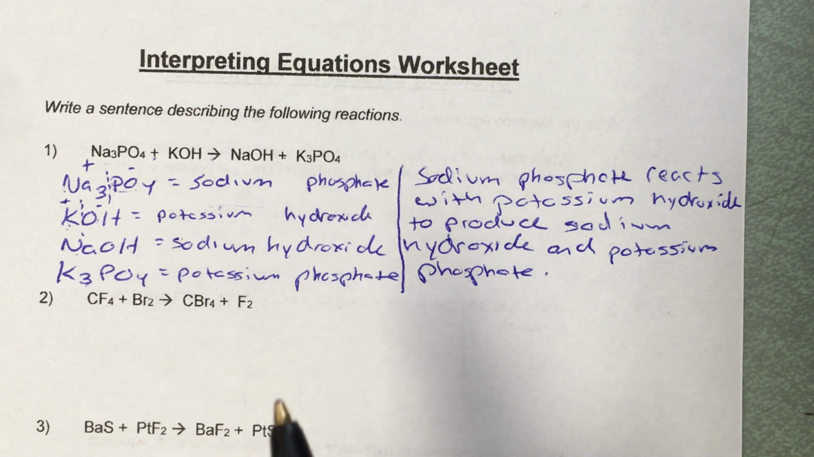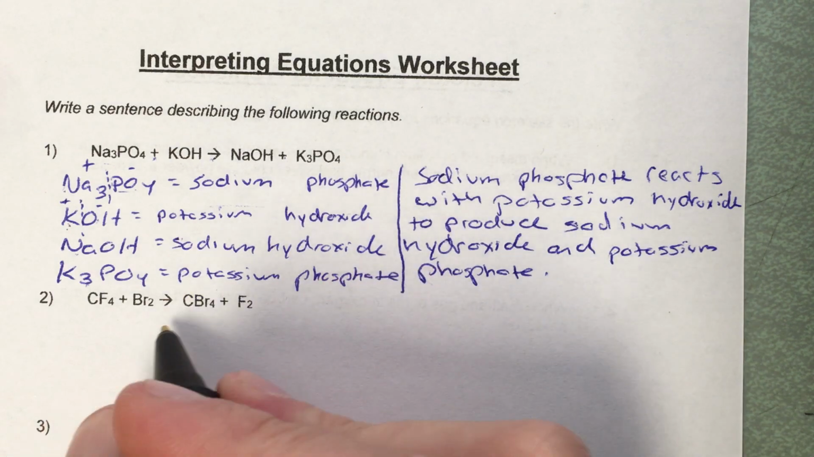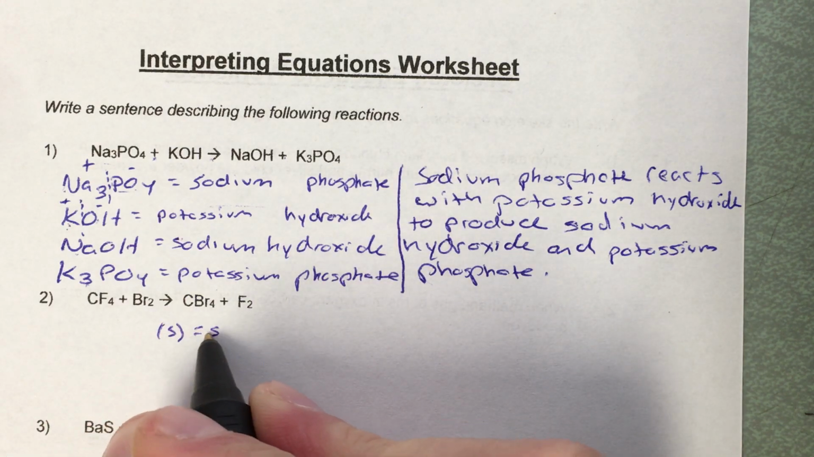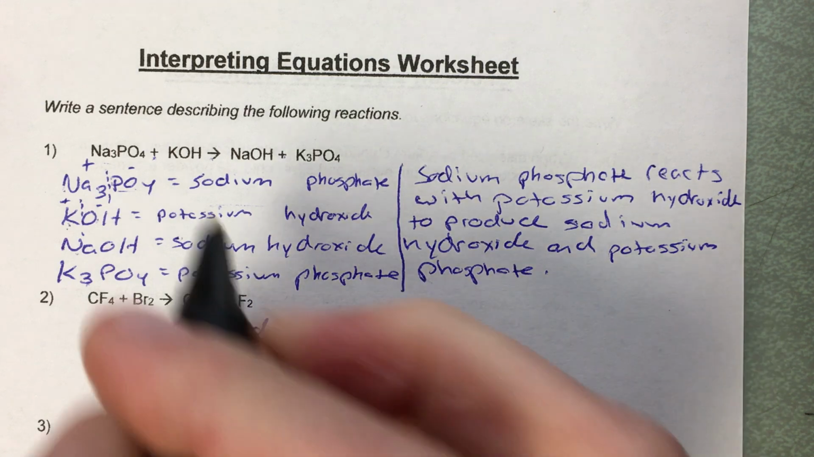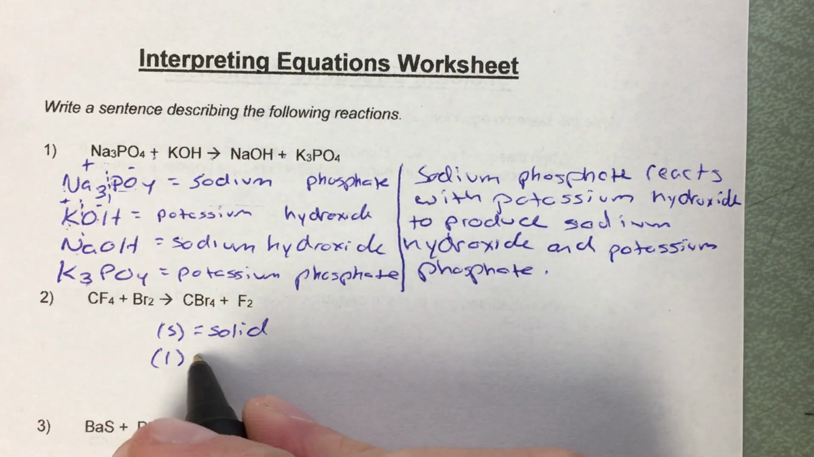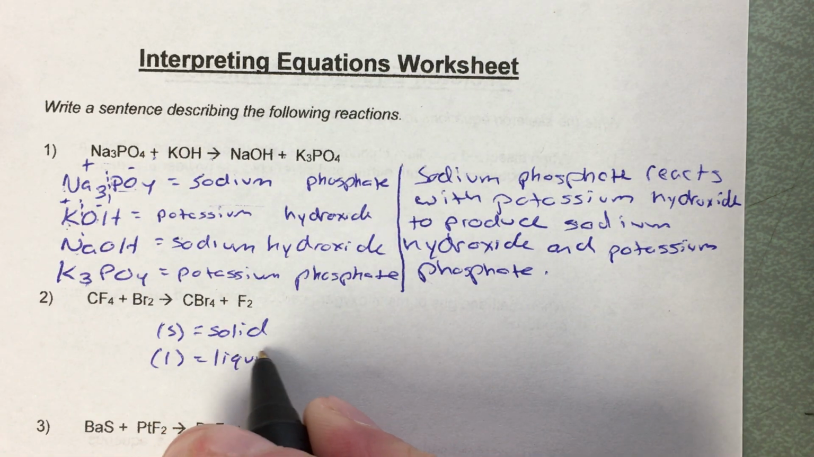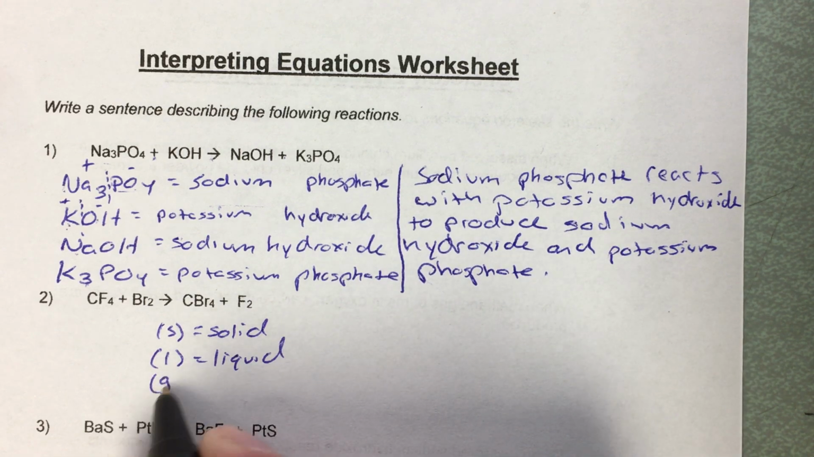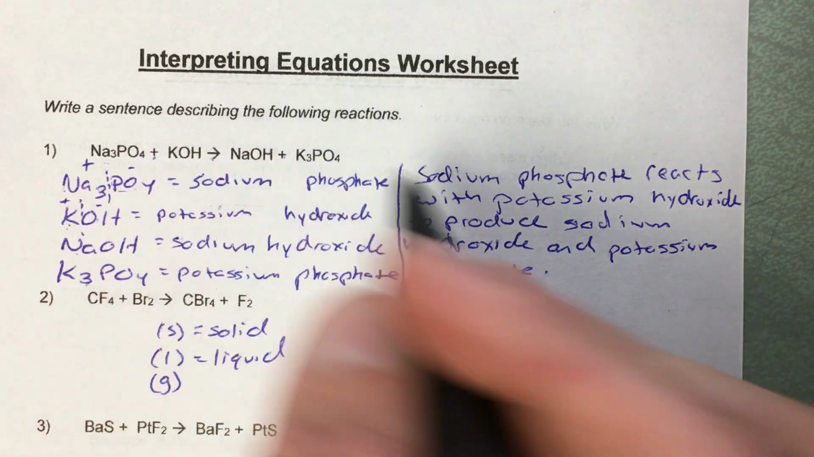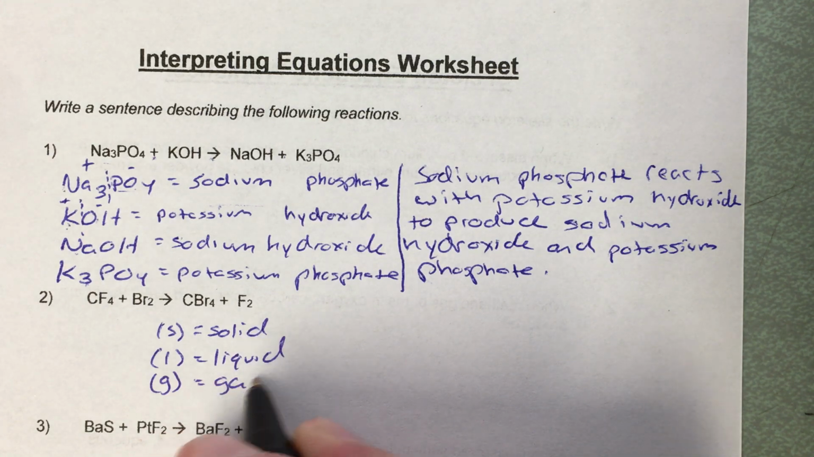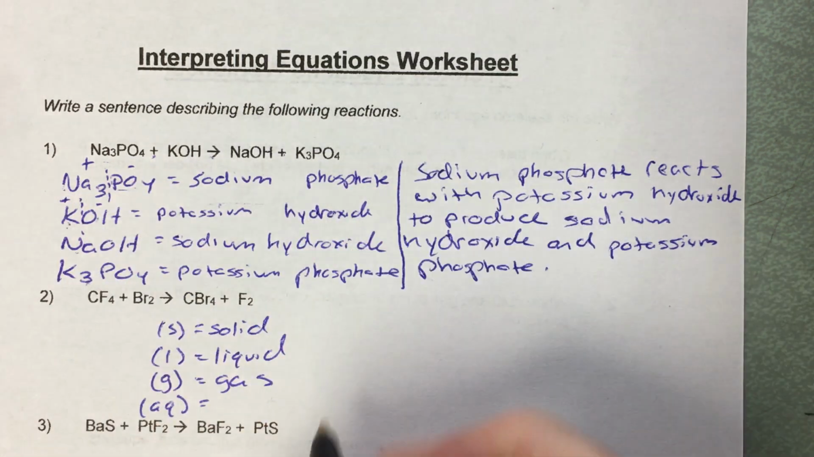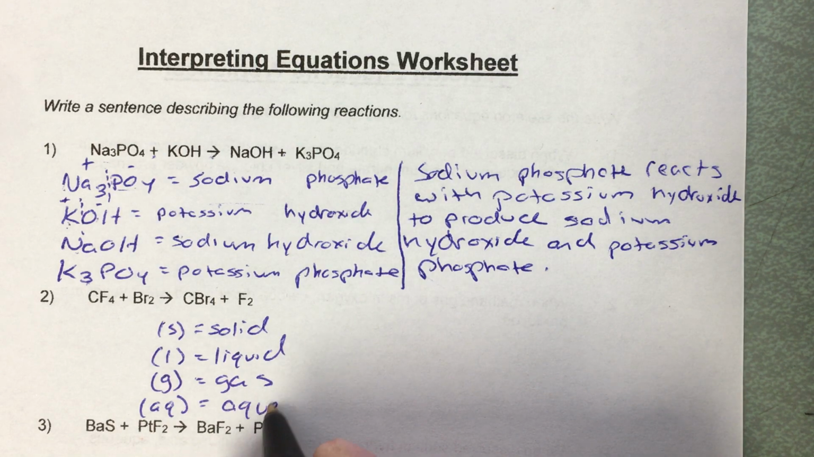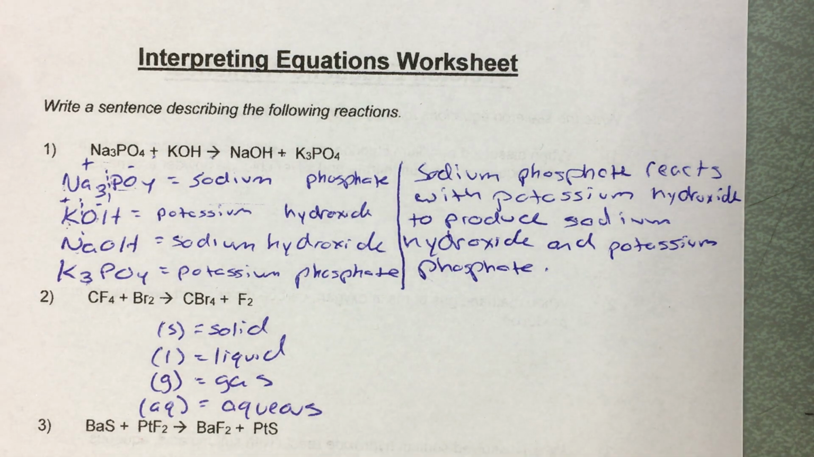Remember, we could have our state abbreviations in here. If you see a little S in parentheses, make sure you mention it's a solid. If you see an L in parentheses after one of these formulas, make sure you mention that it's a liquid. If you see a G in parentheses after one of these formulas, make sure you mention it's a gas. And if you see an aq after any of these substances, it's aqueous, which means it's dissolved in water.